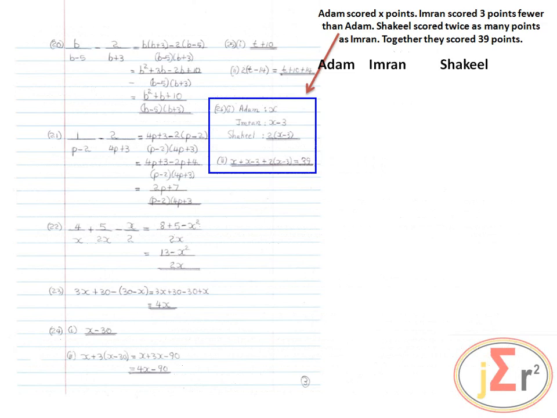Adam scored x points. Imran scored 3 points fewer than Adam. Shakil scored twice as many points as Imran. Together they scored 39 points. Read that again. Adam scored x points. Imran scored 3 points fewer than Adam. Shakil scored twice as many points as Imran. Together, they scored 39 points.